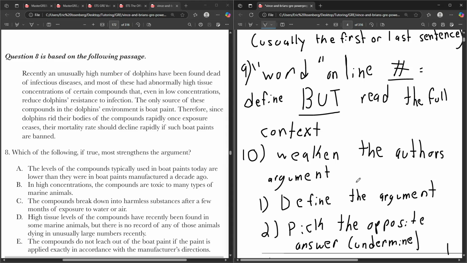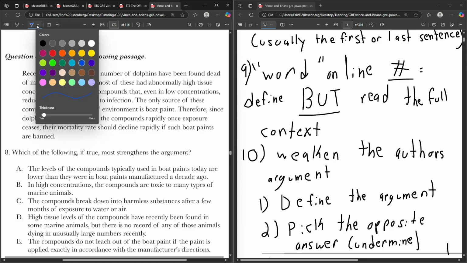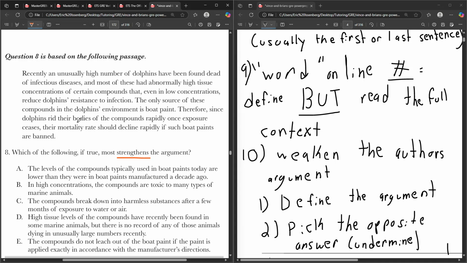Now that's a really hard question. Now I have a caveat over here. Now these are pretty tough. The hardest is when you see this word. This is when things get really dicey, because weaken the author's argument is a two-step process.